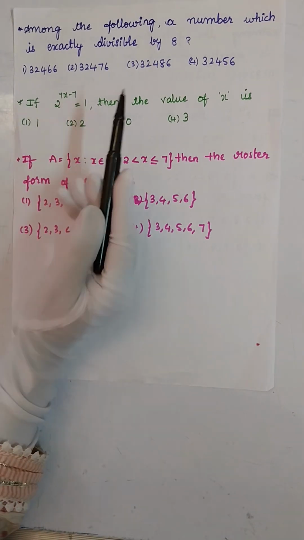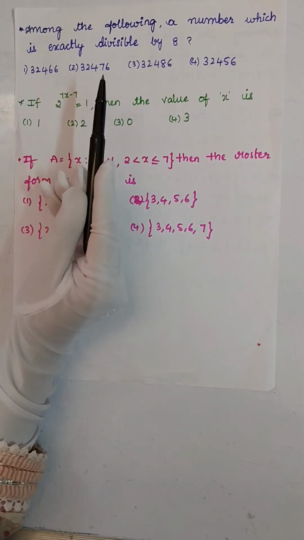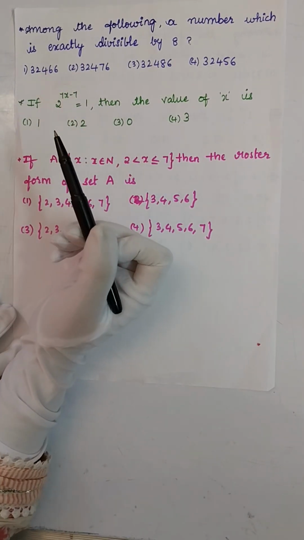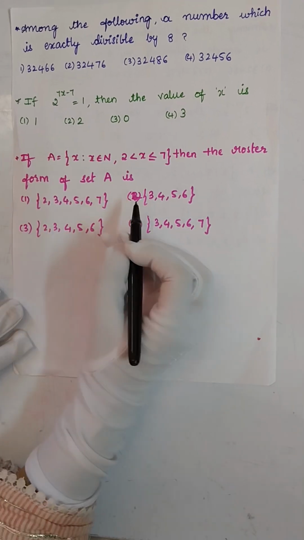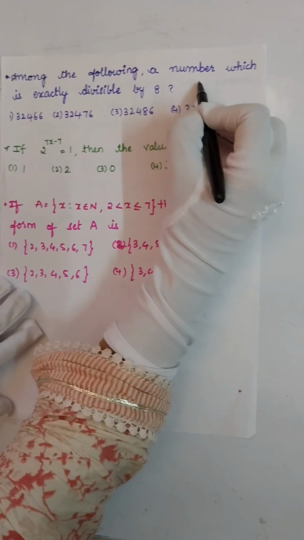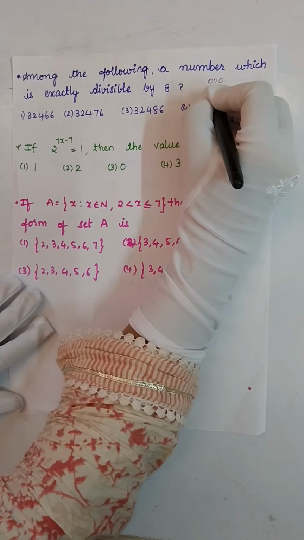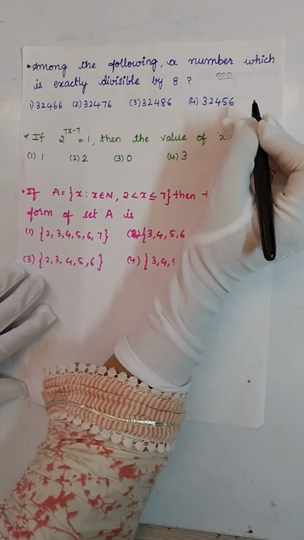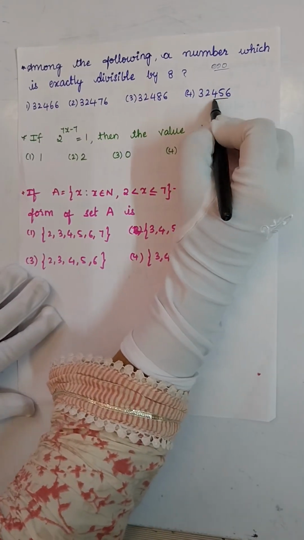Okay, among the following, a number which is exactly divisible by 8. So these are the 4 options. A number is said to be divisible by 8 if any 2 conditions are met. What is the first condition? The last 3 digits should be 0. So here we don't find the last 3 digits to be 0, so this condition is not met.